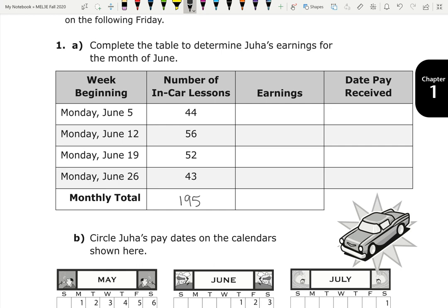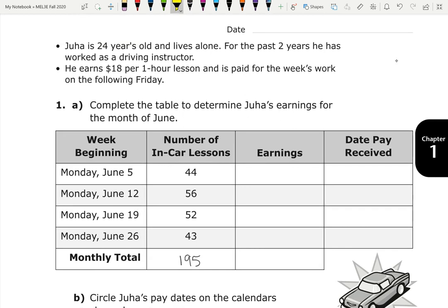So his earnings, we're going to go row by row to determine his earnings. So it says at the top that he gets paid $18 for 1 hour. So the first week of June, he works 44 hours. So I'm going to multiply 44 times 18. $18 for 1 hour, $18 times 44 hours of work that week, which is $792.